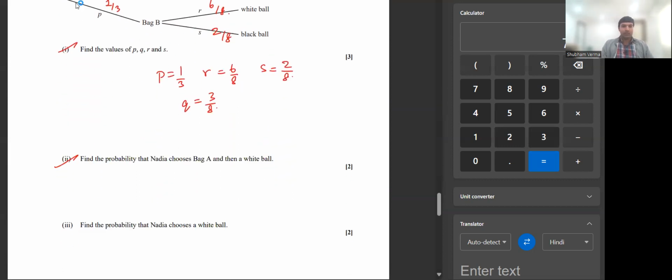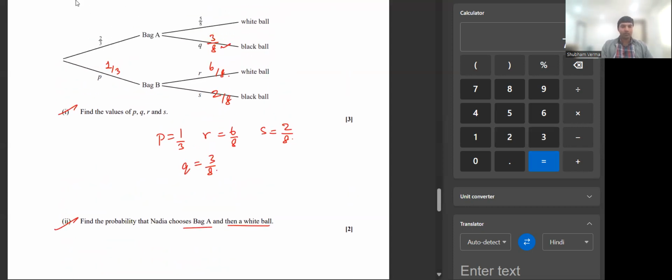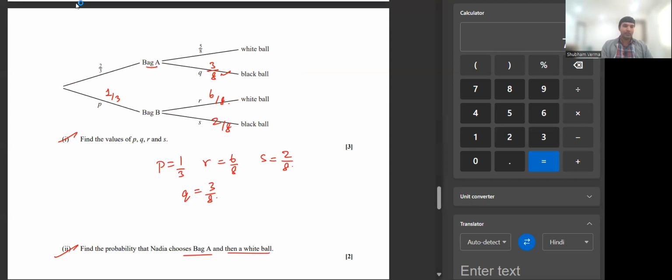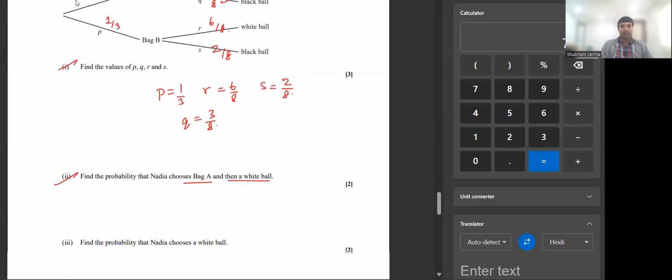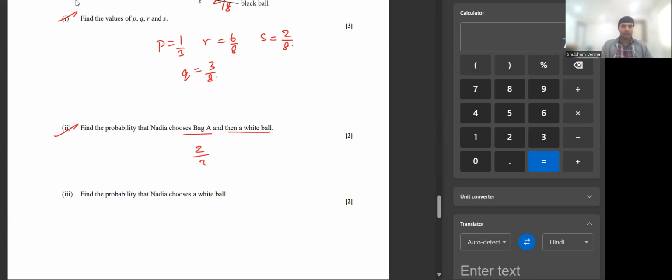Next question says find the probability that Nadia chooses bag A and then a white ball. Continuous process. So what is the probability of choosing bag A? 2 by 3, and then a white ball. So 2 by 3 multiplied by 5 by 8, which is 10 by 24. In decimal, 10 divided by 24 gives us 0.42 up to 2 significant figures.